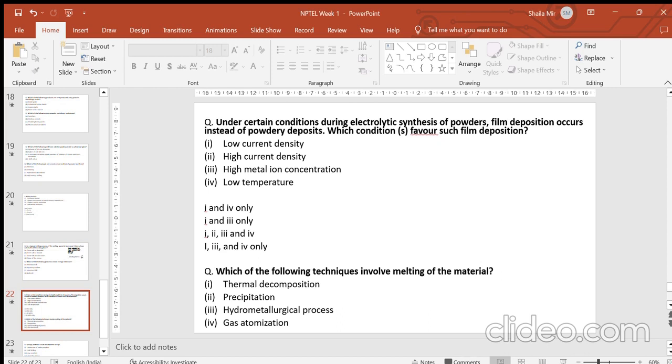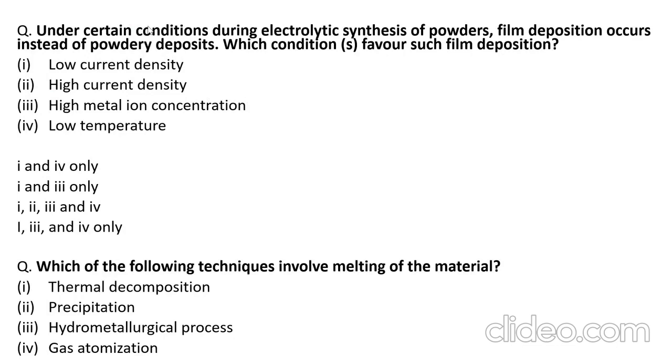So for example, for deposition under the powdery conditions, we normally use high current density and low metal ion concentration. So here, because we want a continuous film deposition, we will utilize low current and high metal concentration, which is opposite to what it was for the powdery deposits. For powdery deposits, we needed a high current density and a low metal ion concentration.